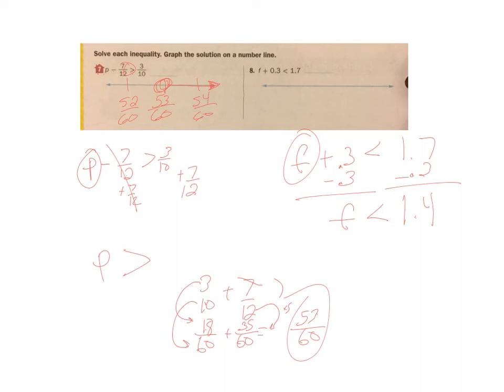Let's put 1.4, 1.5, 1.6, 1.3, 1.2. We know that it's less than, not equal to, so it's an open circle at 1.4. All my f's need to be less than that, so I'm going this way because it's less. Okay, hopefully you did pretty good. And if you have any questions, let me know.